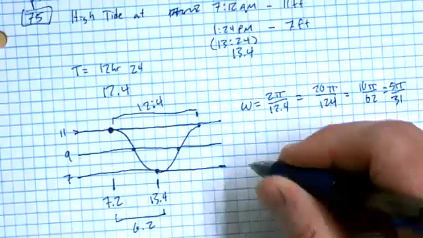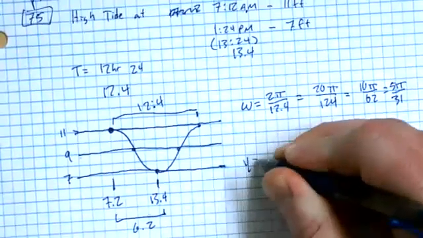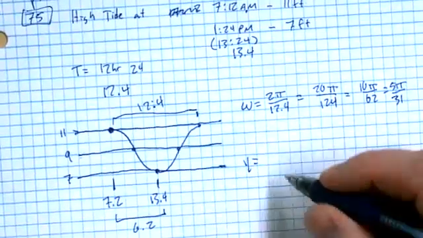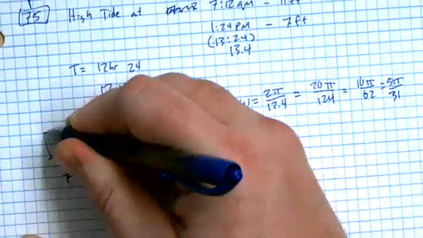So we set a positive cosine. So y equals, amplitude looks like it's 2.